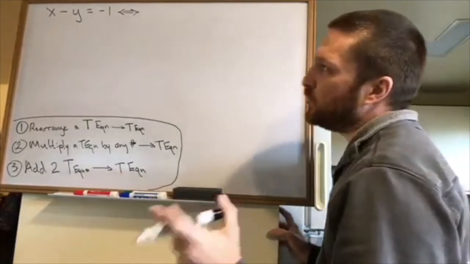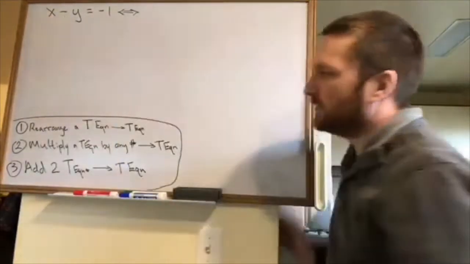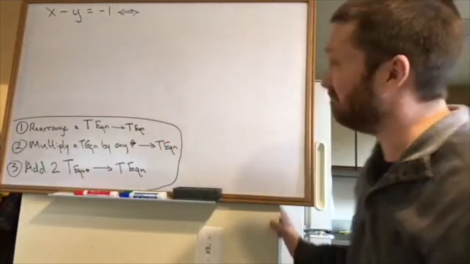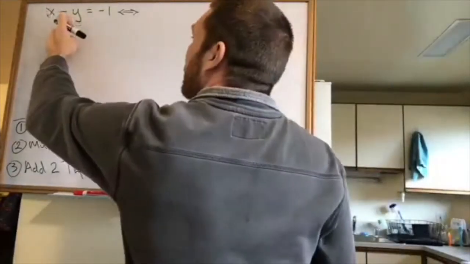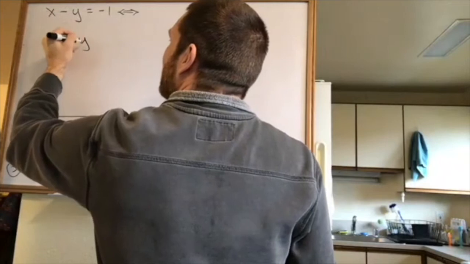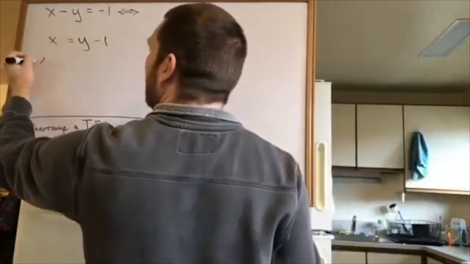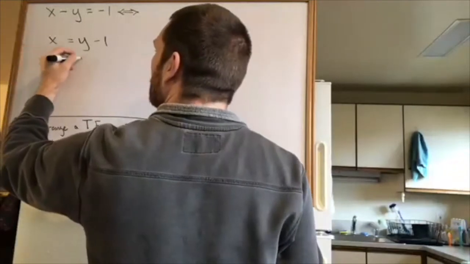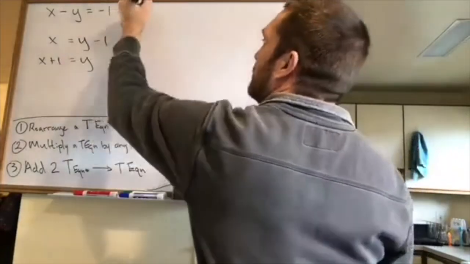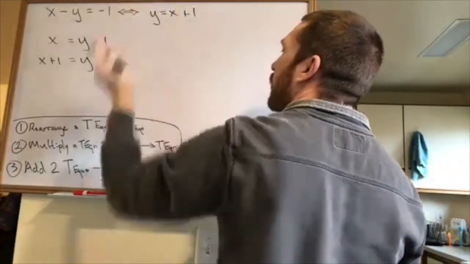Well, there's a few ways. How about, I could rearrange a true equation. It should stay a true equation. Interesting. So let's bring the y over, and we have x equals y minus 1. We'll bring the 1 back over here, and we get x plus 1 equals y. So in other words, y equals mx plus b, we get y equals x plus 1.